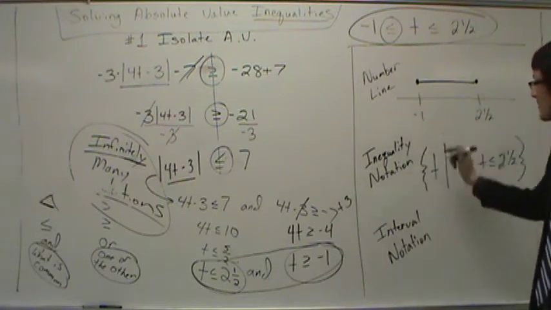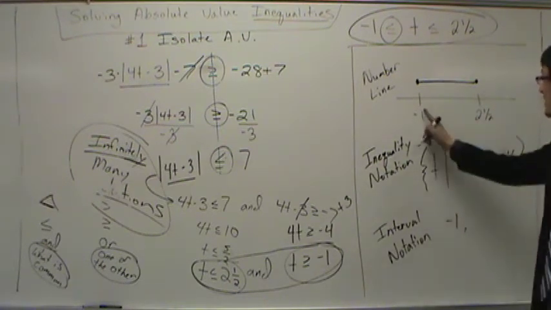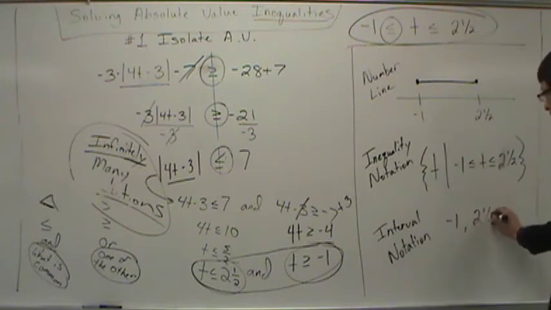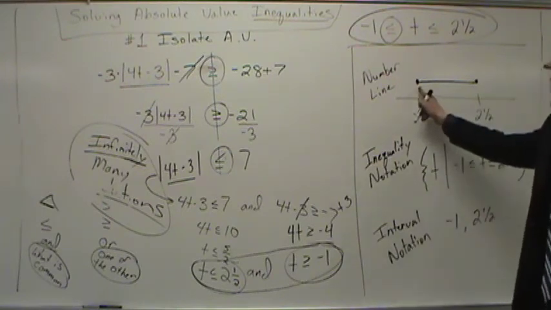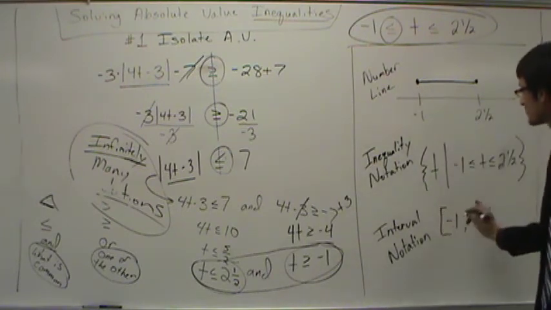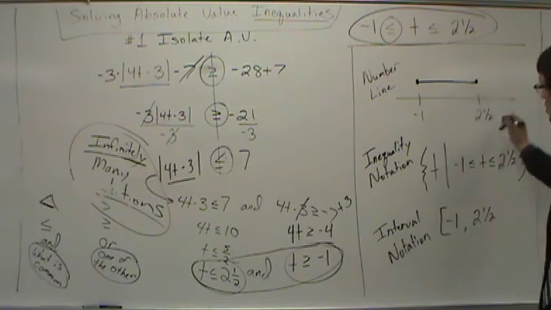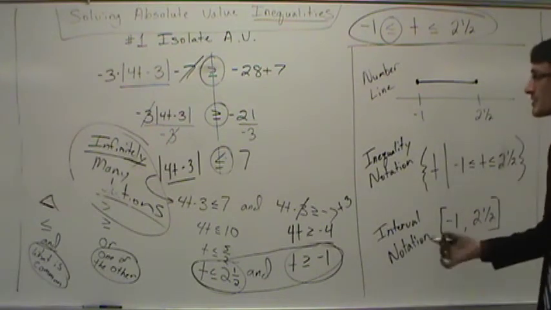So where do we start? We start where? Negative 1 up to what? Up to 2.5. Do we include the negative 1? Yes. So what are we going to use? Bracket. Okay. Do we include the 2.5? Yes, it's closed. So we're going to use bracket, and there's your answer.